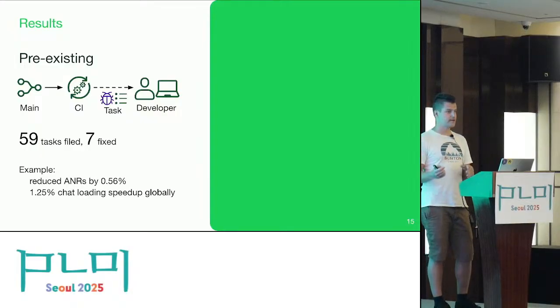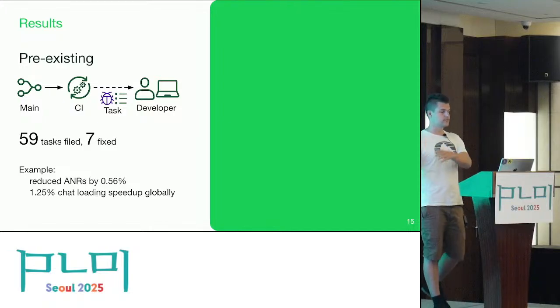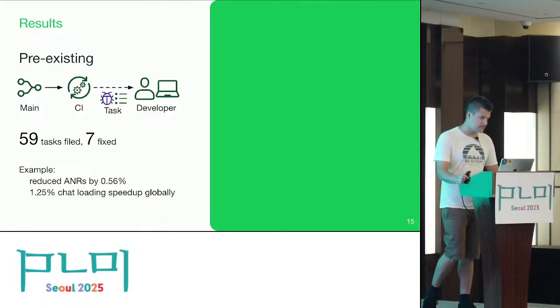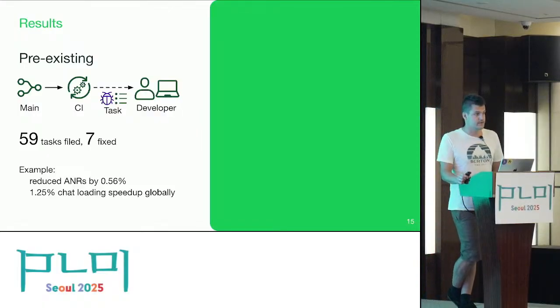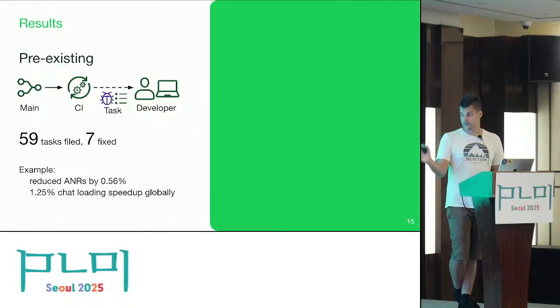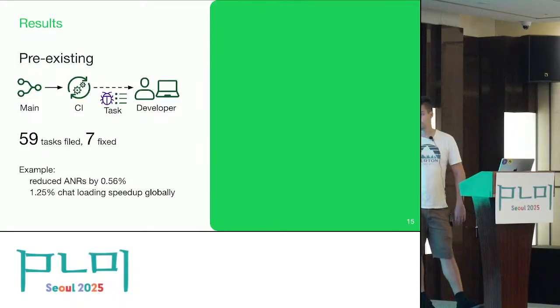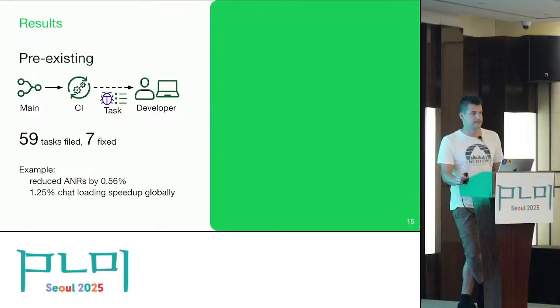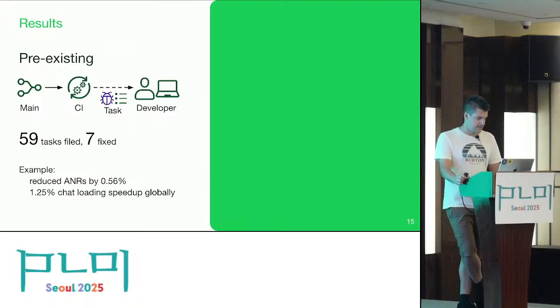And so the engineers saw the issue, they fixed the problem, and then they did a controlled experiment where the fix was already rolled out to some users, and it was not rolled out to the other set of users, and the number of app not responding crashes was reduced by 0.5%, which again doesn't seem like a huge number, but considering that WhatsApp has more than 2 billion users, this is actually quite a big number. It also made chat loading for everyone 1.25% faster, which again, at the scale of WhatsApp, is actually a considerable win.